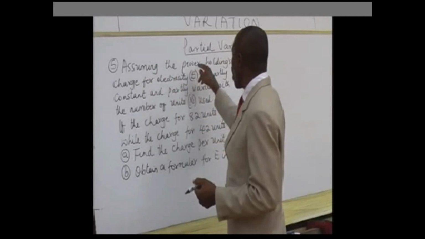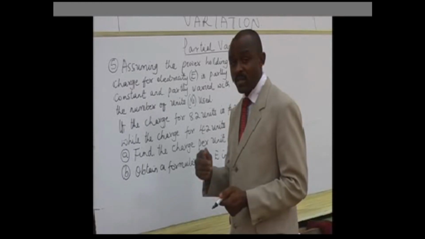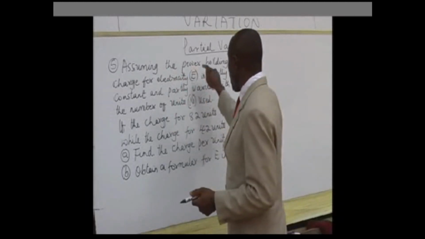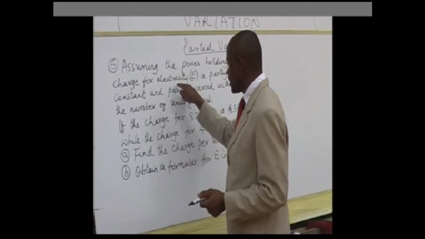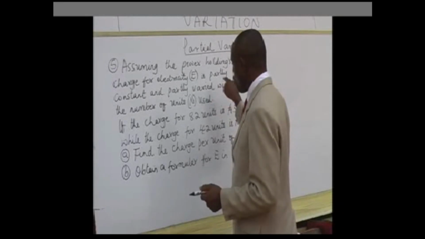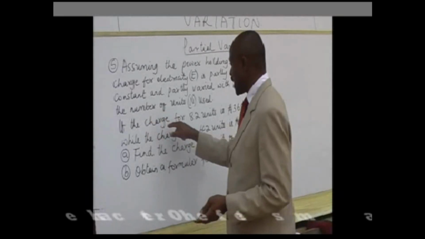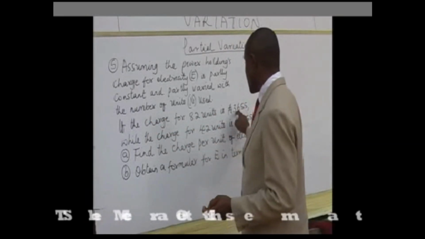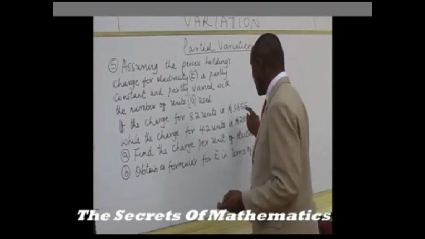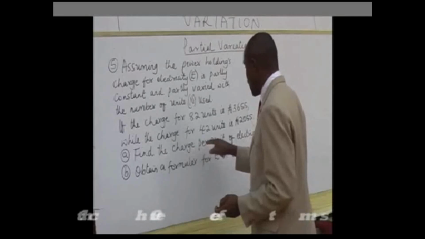Assuming the Power Holdings charge, Power Holdings is the new NEPA. Formerly it was NEPA, now it's Power Holdings. And they're really holding the power. Assuming the Power Holdings charge for electricity, E, is partly constant and partly varied with the number of units N used. If the charge for 82 units is 3,655 naira, while the charge for 42 units is 2,055 naira. A, we should find the charge by unit of electricity.